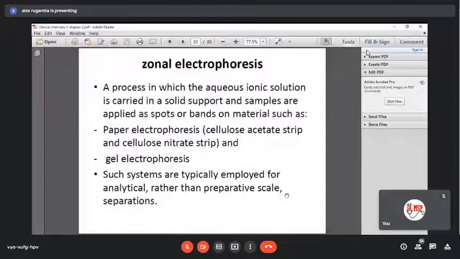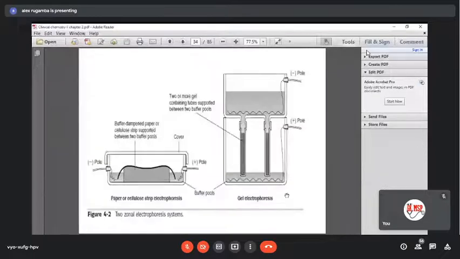Strip and gel electrophoresis, how this protein migrates through the gel. These systems are typically employed for analytical rather than preparative scale separation. So this is gel electrophoresis, how it will migrate. You load the sample in the gel and you apply the electrodes, and then the electricity will push the protein to migrate from the negative to the positive, from negative to positive. Okay.